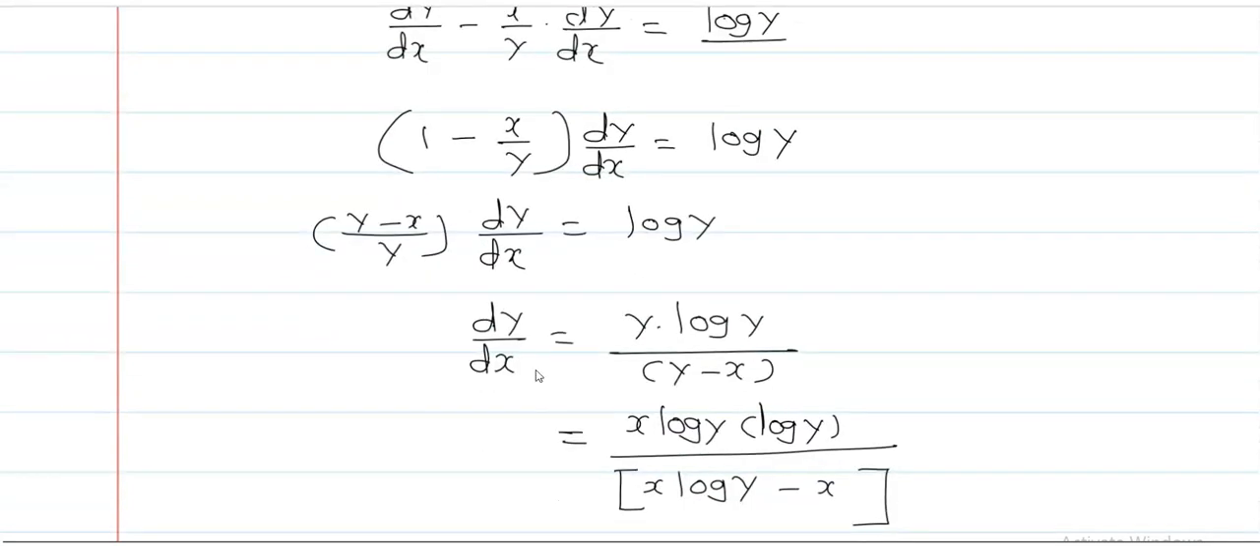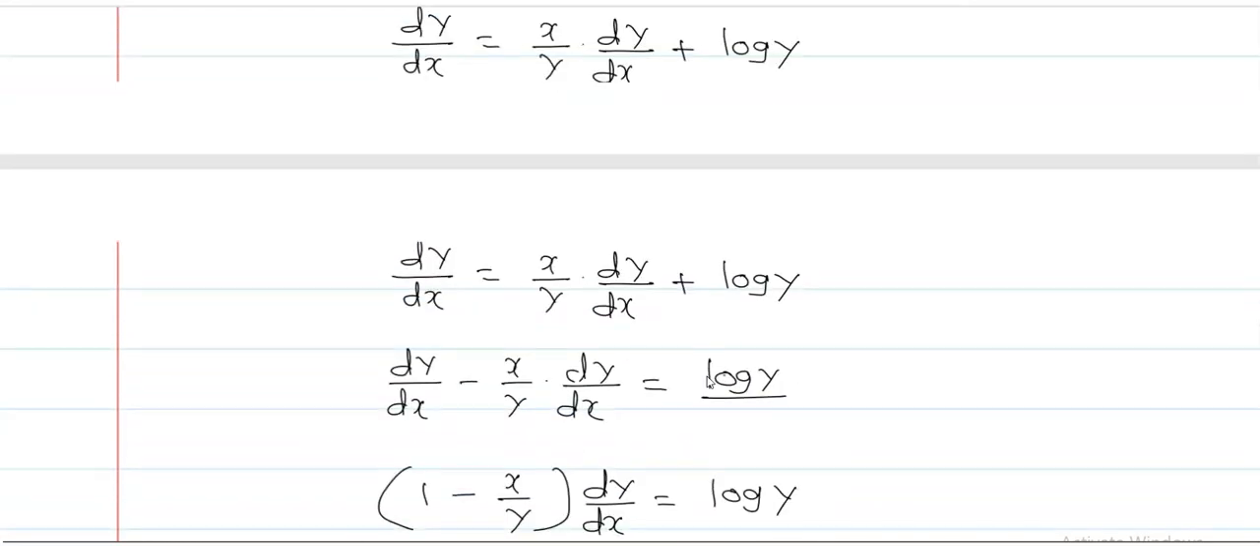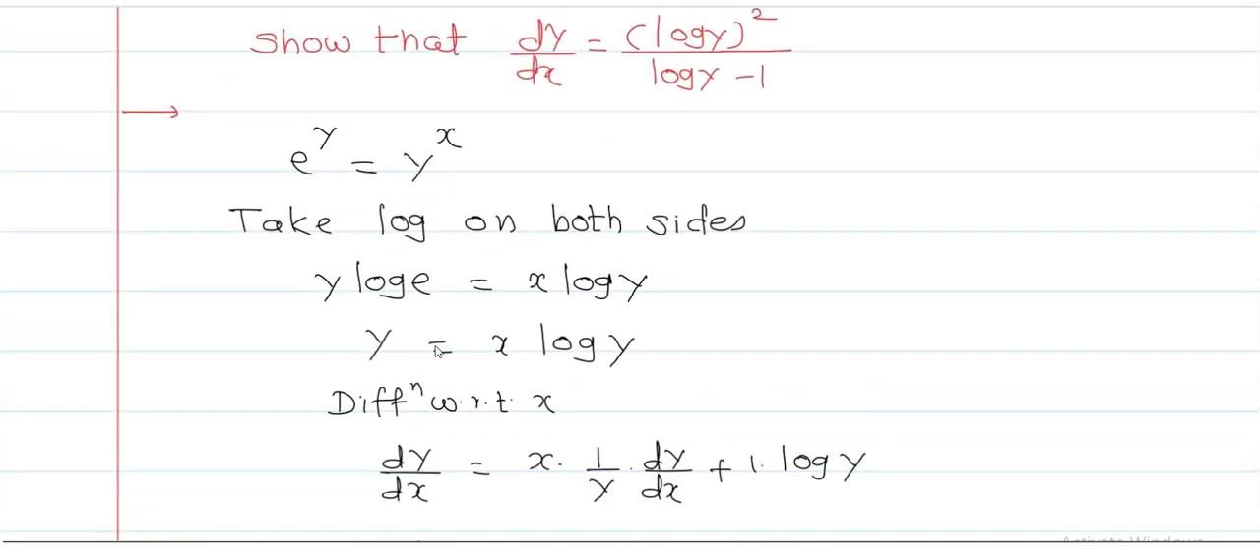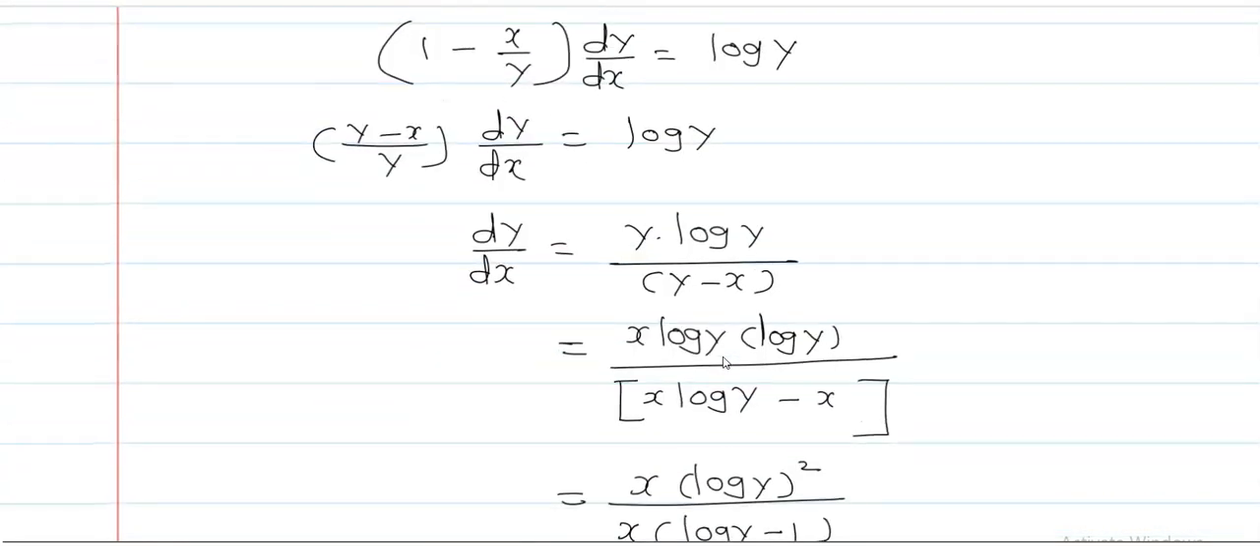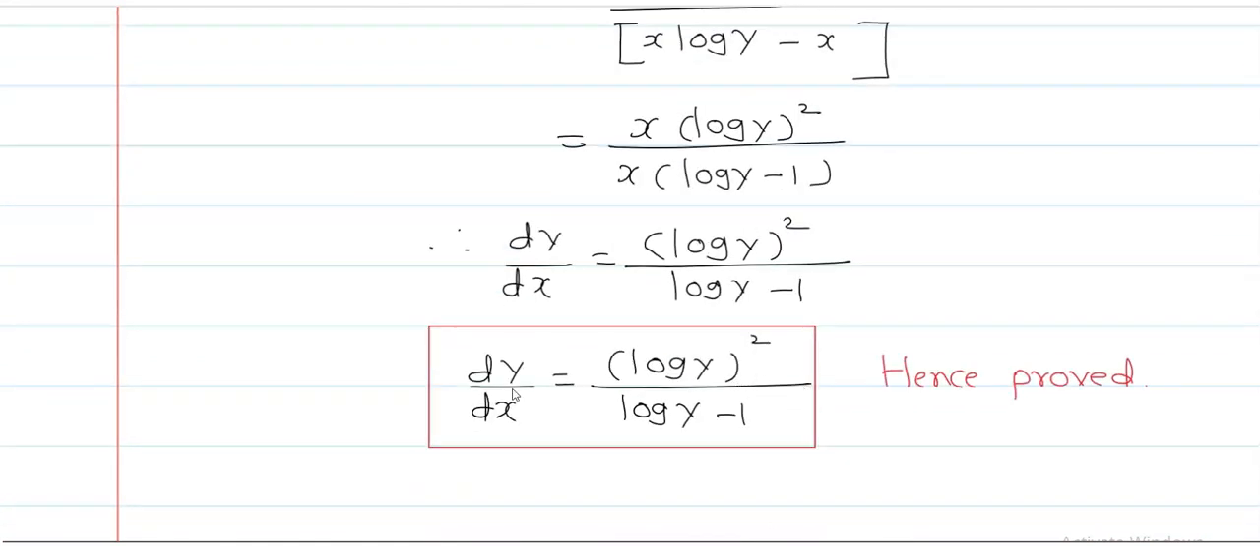Therefore, dy by dx is equal to y into log of y upon y minus x. Substitute the value of y. That is, the value of y is x log y. Therefore, we have x log y, log of y bracket square, x. Take x as common, cancel it, and you are getting dy by dx is equal to log of y bracket square upon log of y minus 1, and hence it is proved.